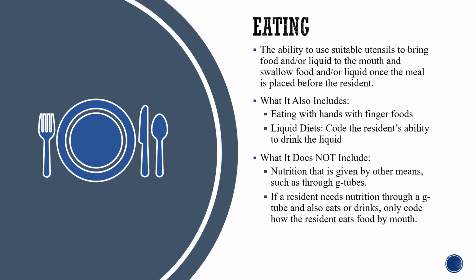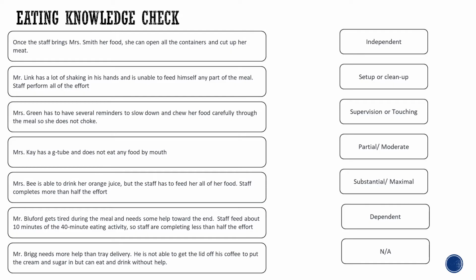If a resident needs nutrition through a G-tube and also drinks, we only code how the resident eats food by mouth. So if they're G-tube only and they do not eat, we're going to code this as not attempted. Here is the eating knowledge check. I encourage you to pause the video and complete the handout.